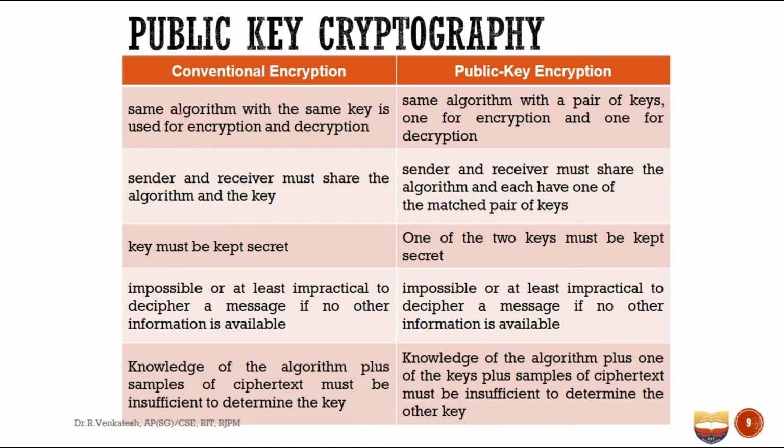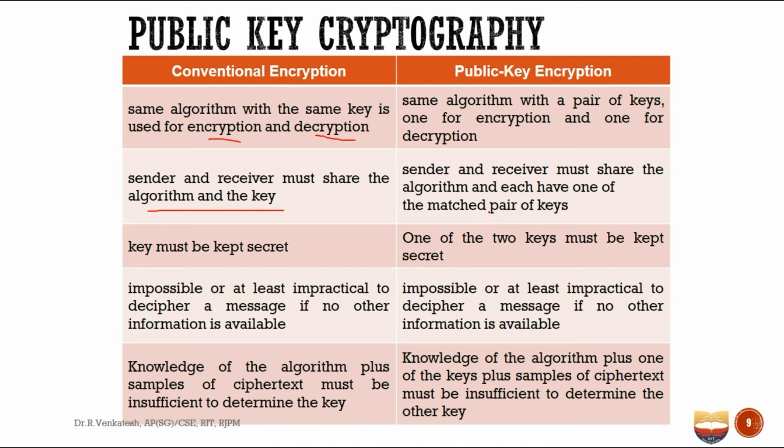In conventional encryption, which is a symmetric encryption algorithm, the same algorithm with the same key is used for both encryption and decryption. But in the public key encryption system, the same algorithm with a pair of keys is used, one for encryption and another for decryption, as we said earlier. The second difference is that in conventional encryption the sender and receiver must share the same algorithm and the same key. Here the sender and receiver must share the algorithm and each have one of the matched pair of keys.